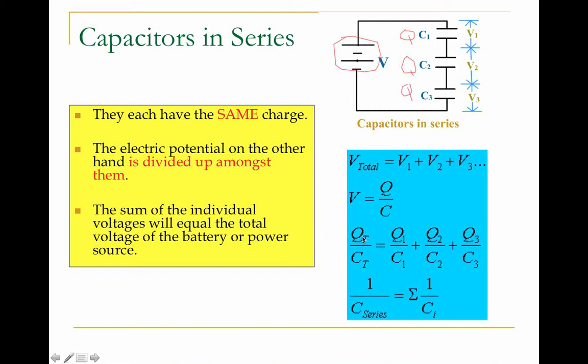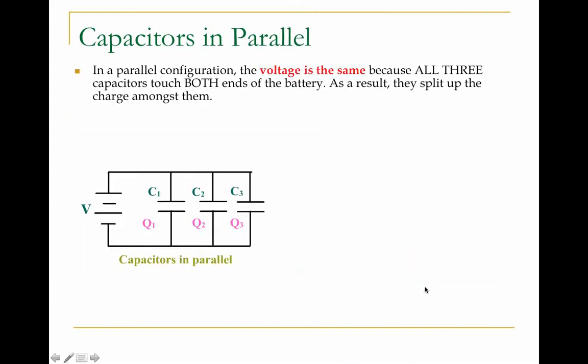So Q total over C total, or Q equivalent over C equivalent, will be Q1 over C1 plus Q2 over C2 plus Q3 over C3. But remember, the charges are the same, so they cancel, and I have 1 over C equivalent is the sum of 1 over C1 plus 1 over C2 plus 1 over C3, and that's what the summation is referring to.